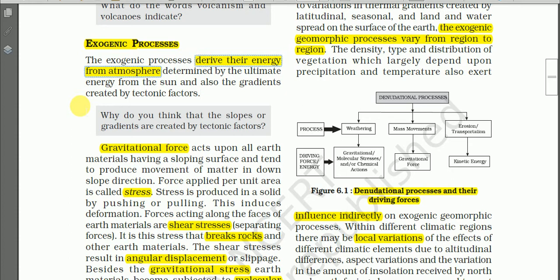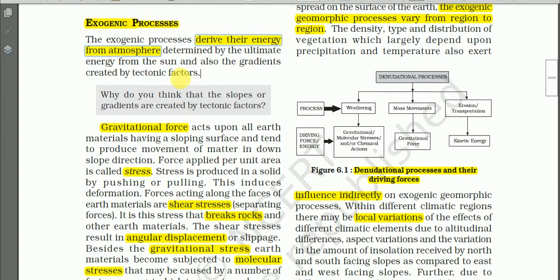That means the ultimate source of energy for the exogenic processes is the sun. If there were no sun, then there would be no wind, no weather phenomena, no running water, no glacier, nothing. So exogenic processes derive their energy from the sun as well as from the gradients, that is slopes, created by the tectonic factors.